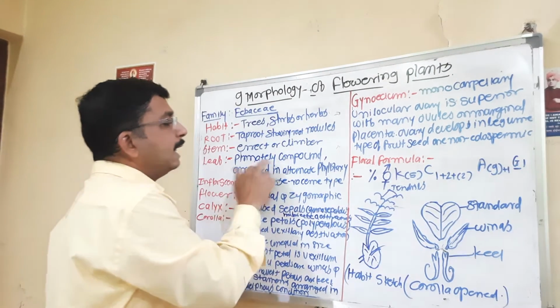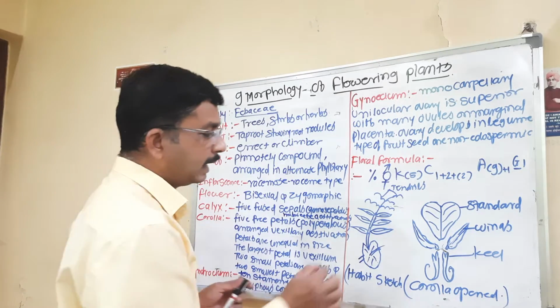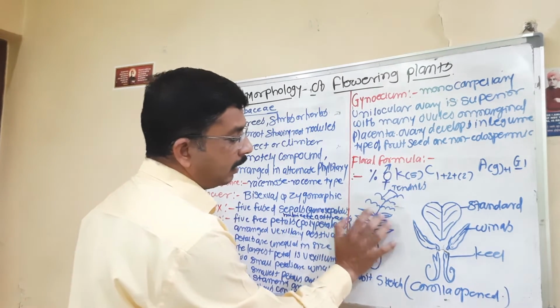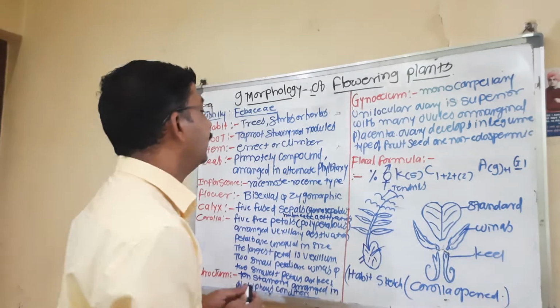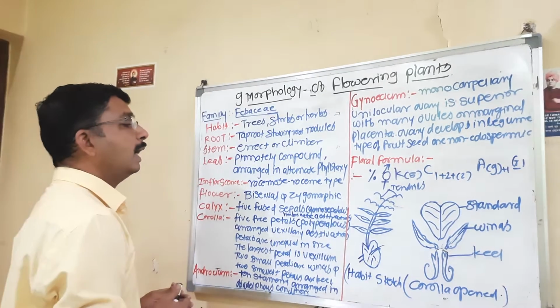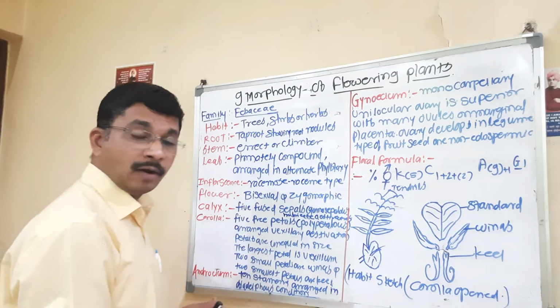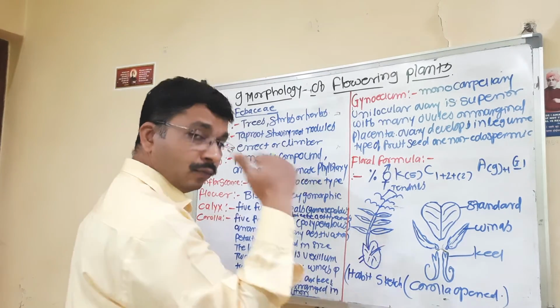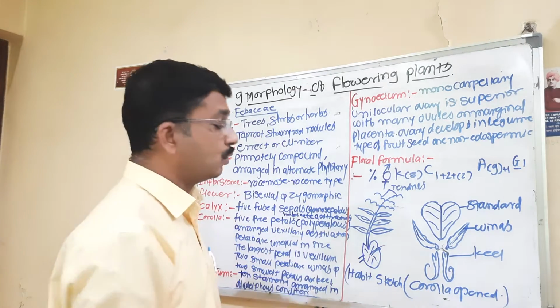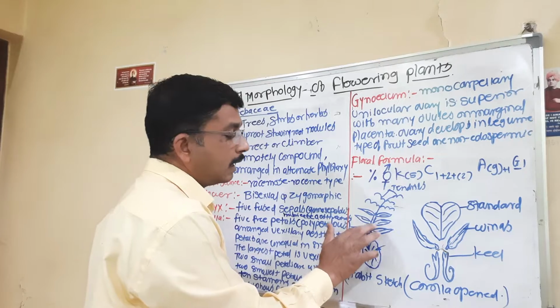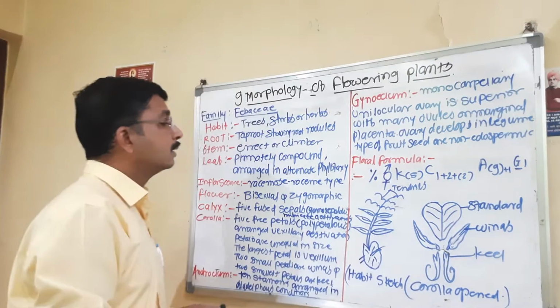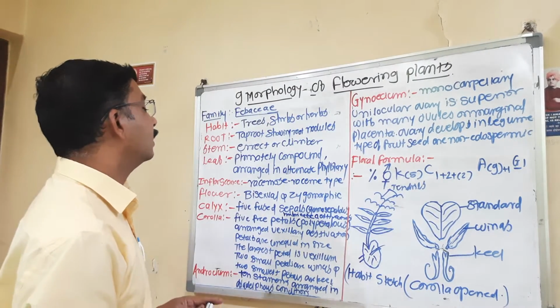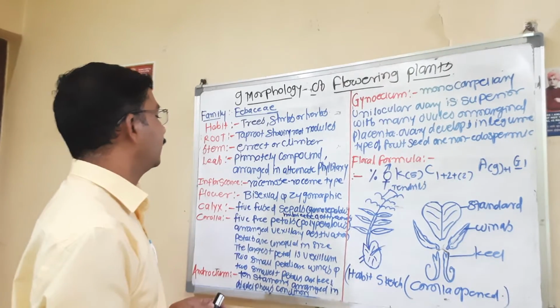Then the leaf is a pinnately compound leaf. Pinnately compound, the number of pinnae are arranged alternately. Then they are showing alternate phyllotaxy. We discussed alternate phyllotaxy in the previous lecture also. The leaves are arranged like this. That is the example of alternate phyllotaxy.